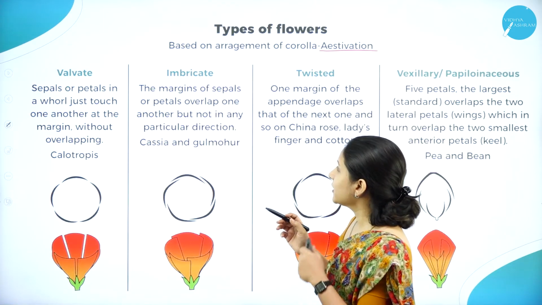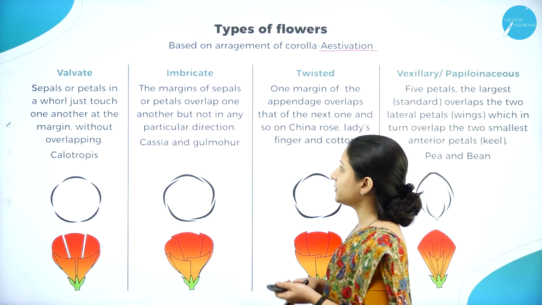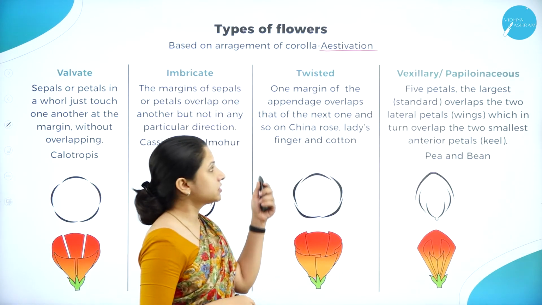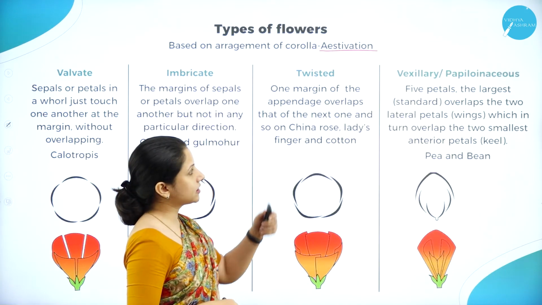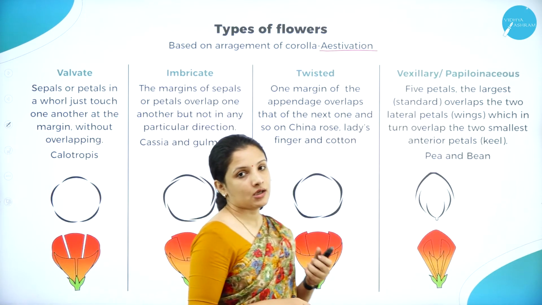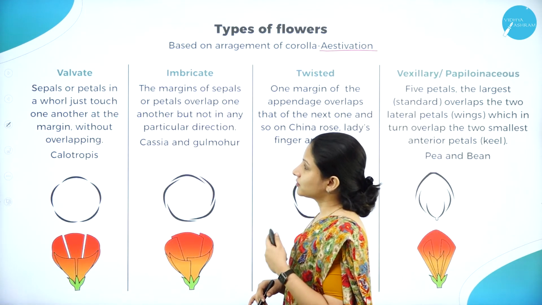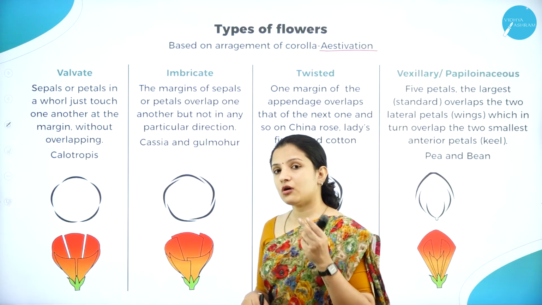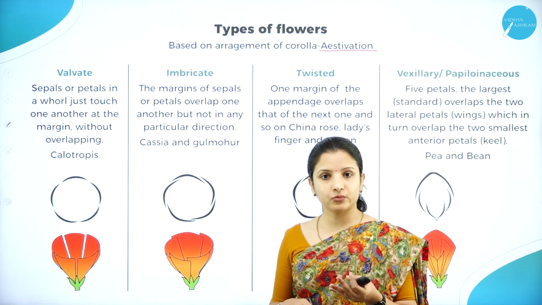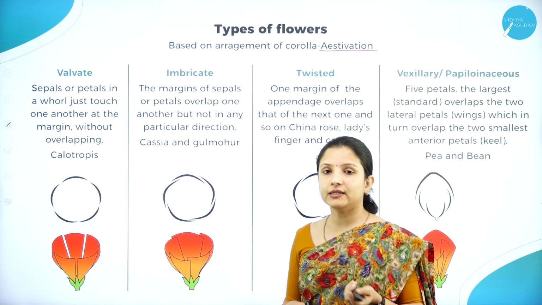So based on that, the flowers are of 4 types: valvate estivation, imbricate estivation, twisted estivation, and vexillary, which is also called as papillonaceous estivation. So first we will consider valvate estivation. So in some of the flowering plants, not just the petals, even estivation can be considered for sepals as well. That is the arrangement of the sepals also, that is the calyx.